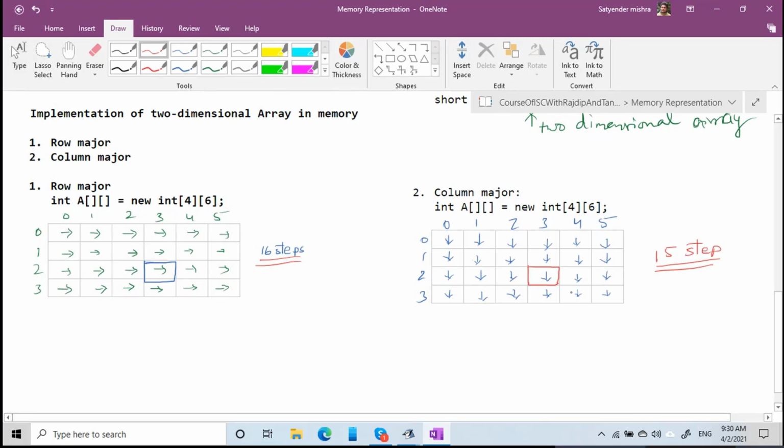So the base address is this here. In both the cases, the base address is this. In both the cases, the first cell address is the base address. This cell or this cell is the base address.